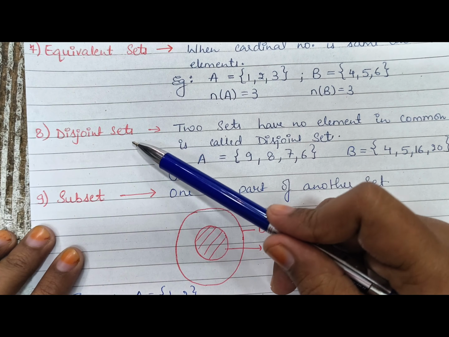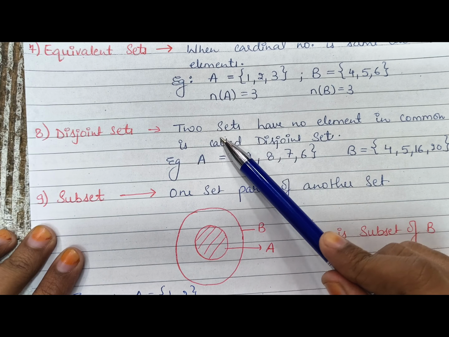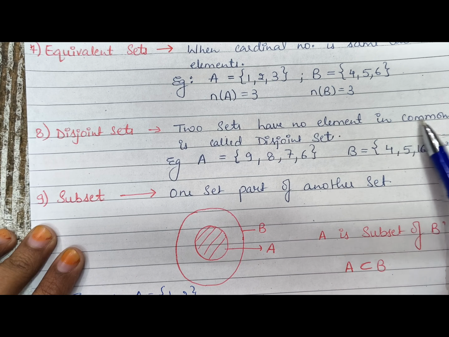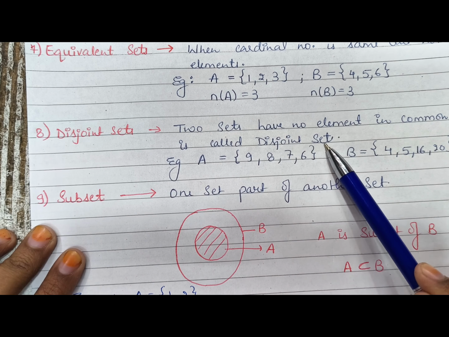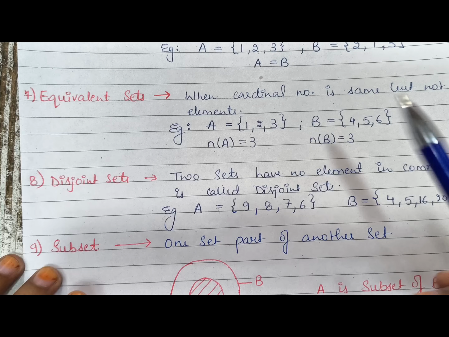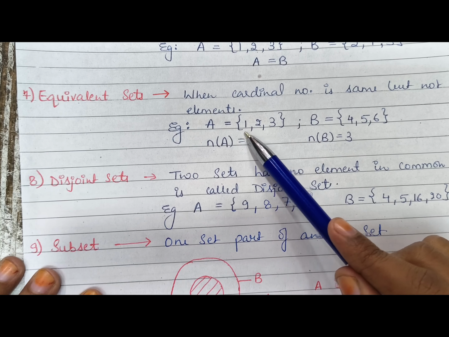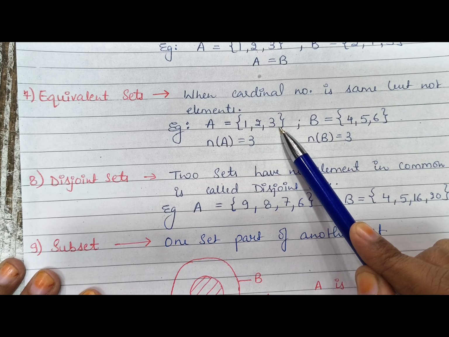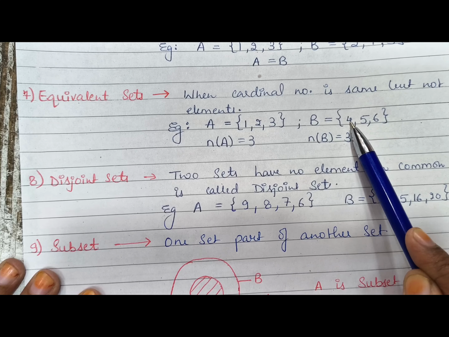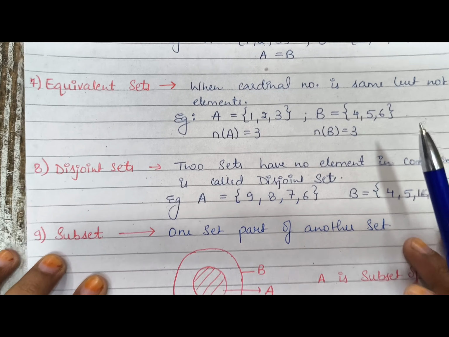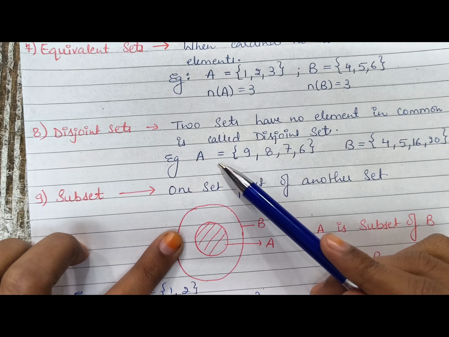Next type of set is disjoint sets. Two sets that have no element in common are called disjoint sets. That means, as discussed before, equivalent sets have the same number of elements but the elements are not the same, so this will also be called disjoint sets.